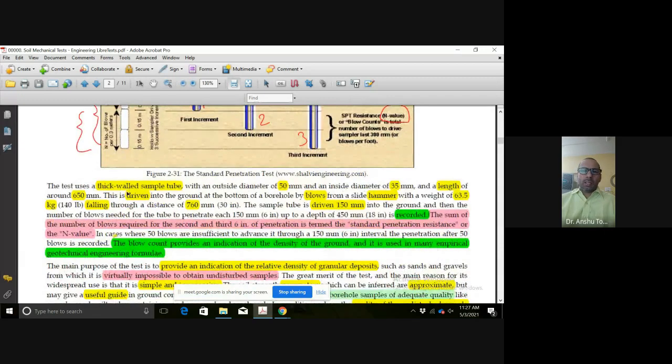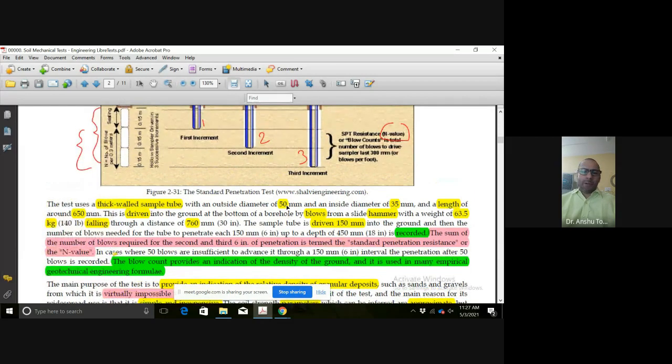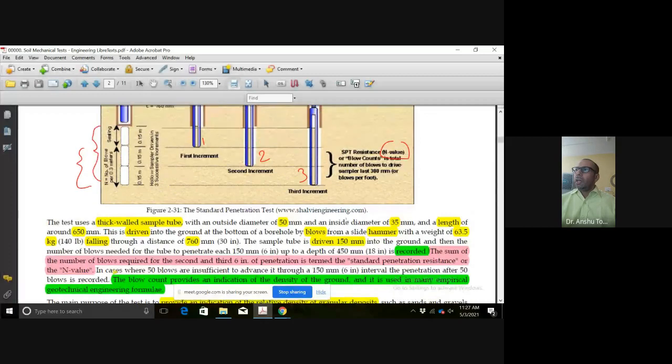The test uses a thick walled sample tube with an outside diameter of 5 centimeter and an inside diameter of 3.5 centimeter and a length of 650 mm, that is 65 centimeter. This is driven into the ground at the bottom of a borehole by blows from a slide hammer.